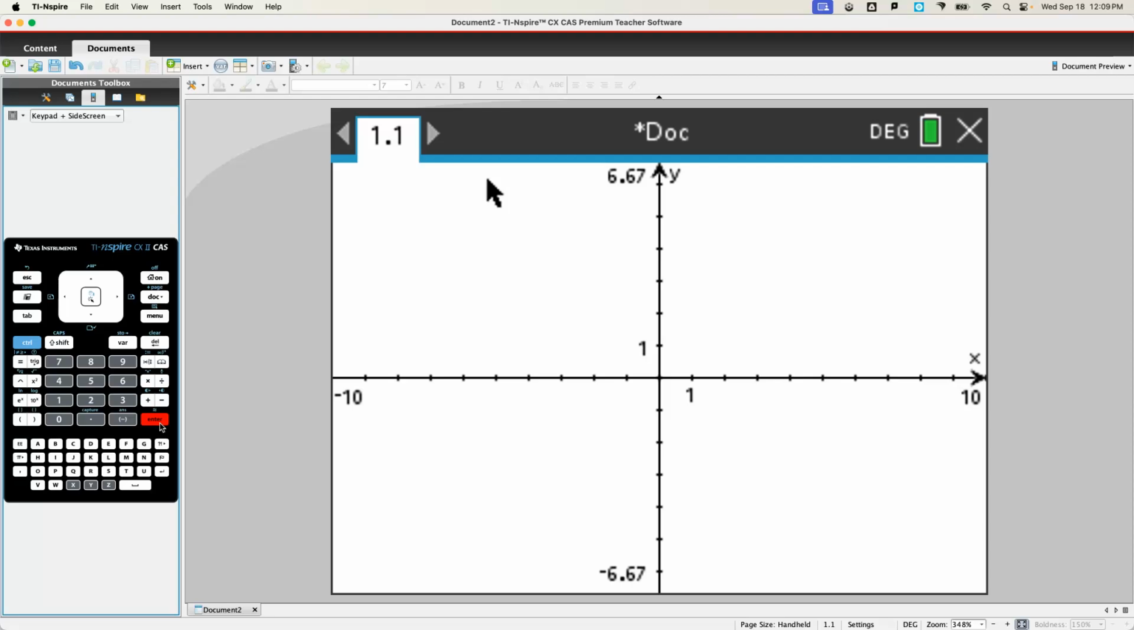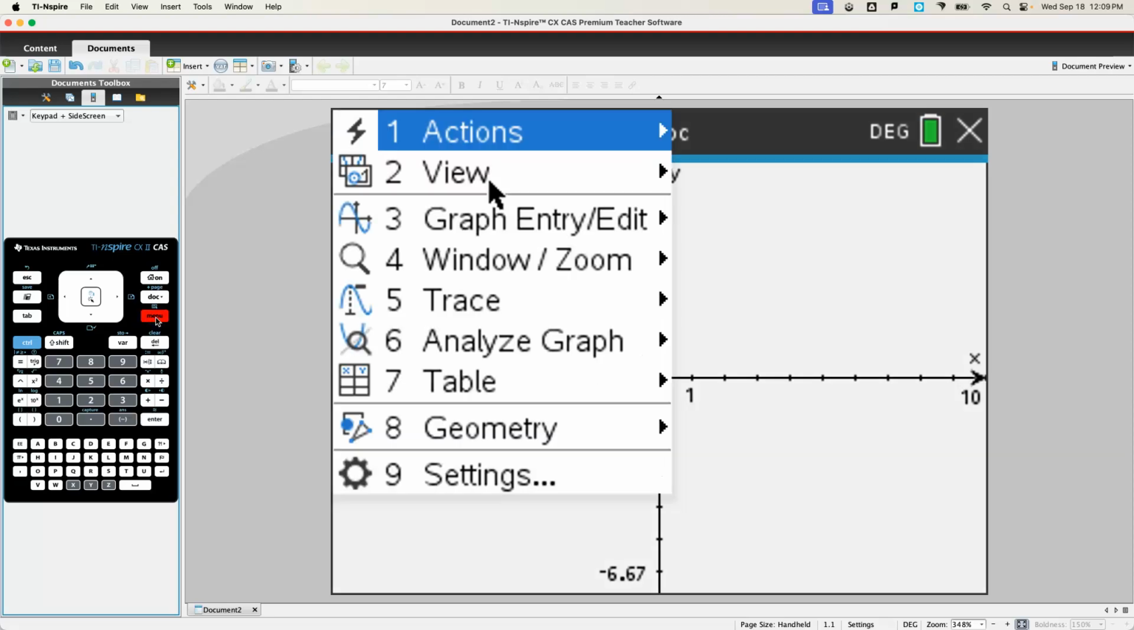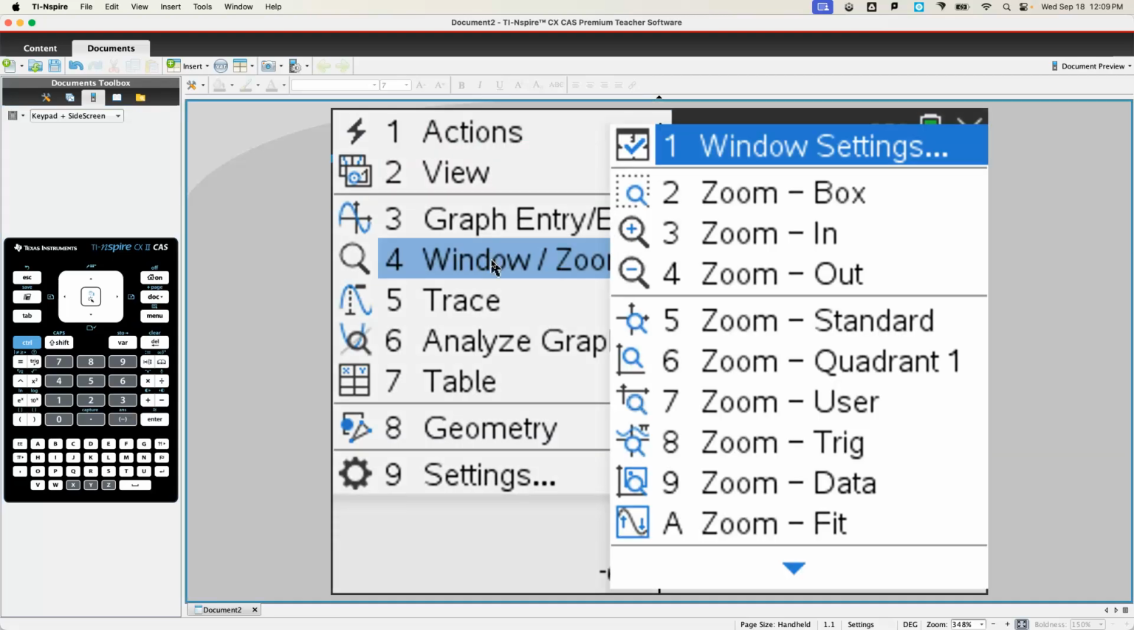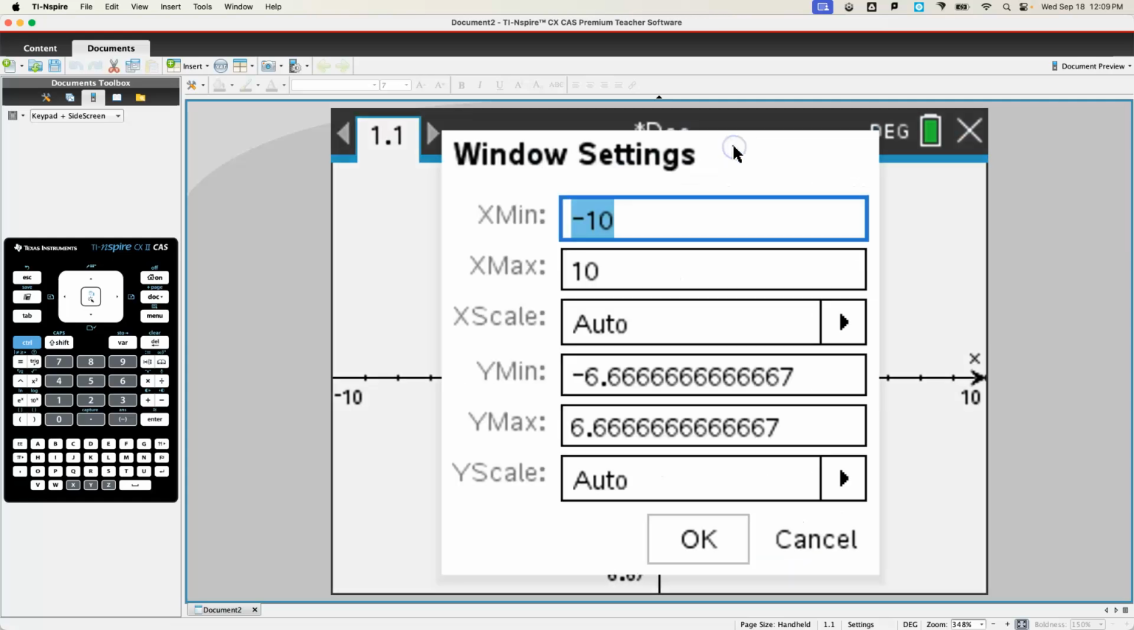So we're going to go back into menu, window and zoom, and go under window settings. Now, let's think some logic here. We said that our X values were years since 1990. Yes? Okay. So can it be negative?